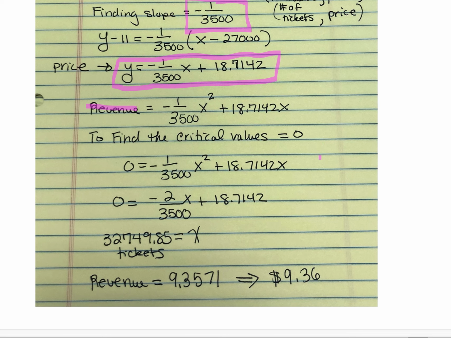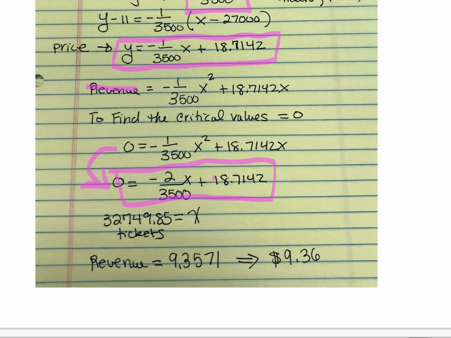Now, to find the critical values, I have to take the derivative and set it equal to 0. So when I take the derivative and set it equal to 0, this is what I get. Notice that because our leading coefficient is negative, we know this is going to be a concave down parabola, which again confirms that we're looking for a maximum, because if it's on an interval that's concave down, our critical value will be a maximum.